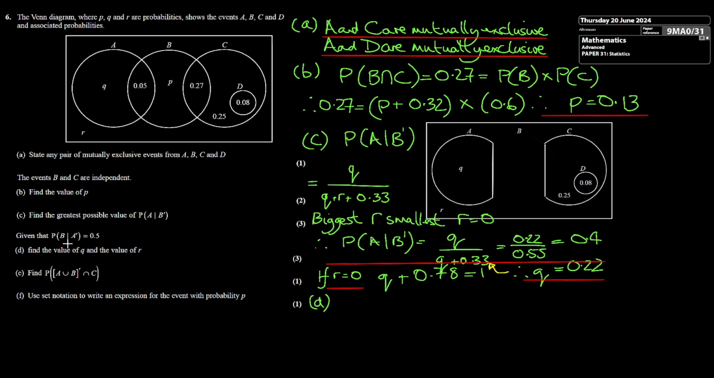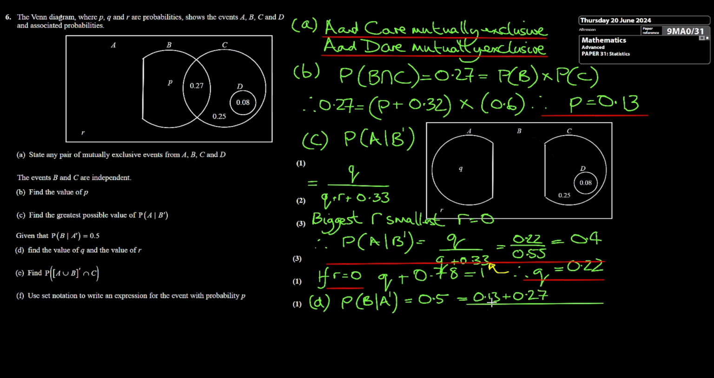In part D, we're given a value for the probability of B, given that not A has happened, as 0.5, and we're asked to find the values of Q and R. I've matched our main diagram to reflect the new situation that A is no longer present. A has not happened, and we've got to work out the probability of B. We're told it's 0.5, but breaking it down, the probability of B will be P plus 0.27. P we know is 0.13, so this is 0.13 plus 0.27, divided by those same values, 0.13 plus 0.27, plus R, which is sitting on the outside of everything, plus these two added together, which is 0.33. Simplifying, this is 0.4 divided by R plus 0.73.